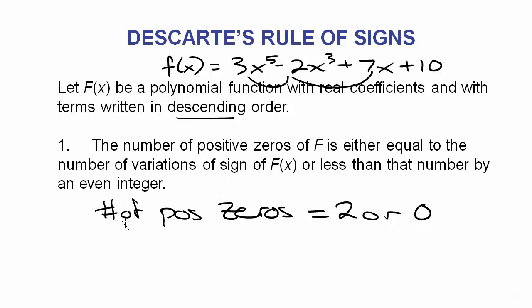So we know the total number of possible positive zeros, meaning positive numbers that end up being zeros of this function, like if we plug in 2, the function equals 0, or if we plug in positive a half, it equals 0, that kind of thing. There's only either 2 or 0 because you'd subtract that number by an even integer. Subtract 2, and you get to 0. Subtract 4, and you get negative 2, which is impossible. So our only two choices are either 2 or nothing.